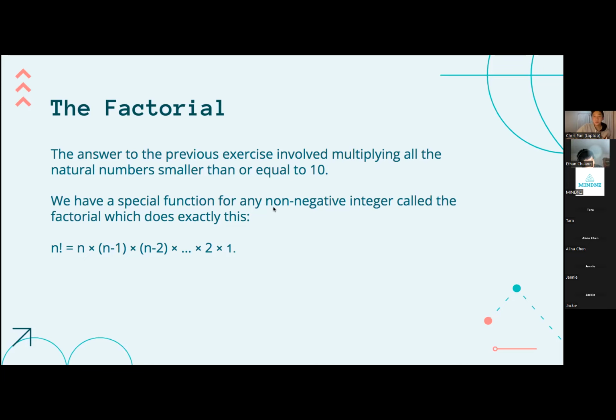It's pretty useful whenever you're dealing with these types of counting questions, precisely because of questions like the last one we showed, right? So instead of having to write 9 times 8 times 7, whatever, you can just write 9 factorial, and that's a very concise way of writing it.